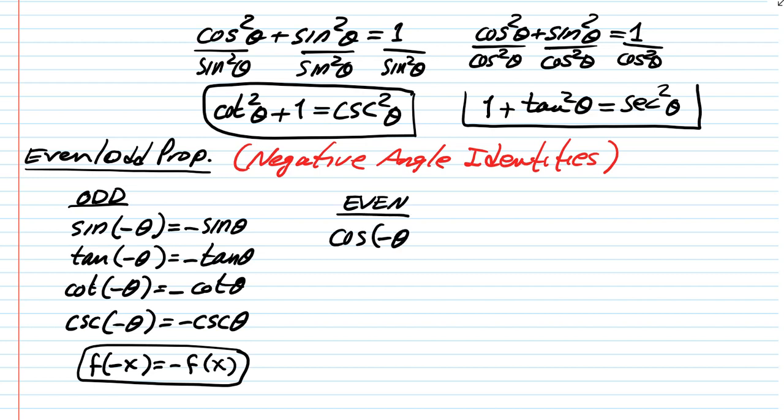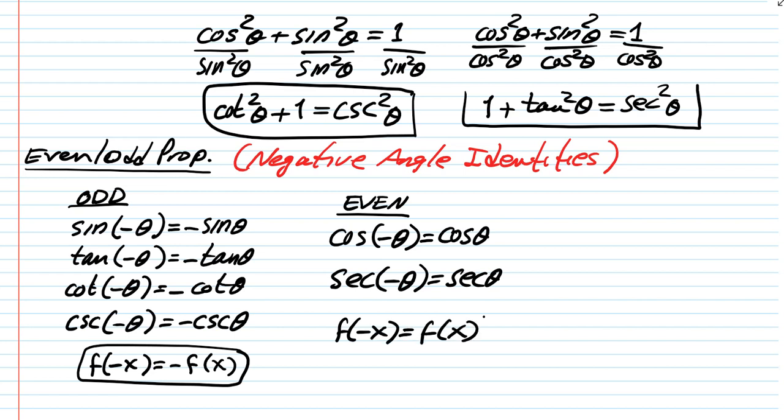Cosine of negative theta is just cosine theta, the cosine of a positive angle. Okay, and secant, which is the ratio of 1 over cosine, therefore is going to be even also. So in this case, f of negative x is equal to f of x for an even function. Again, the implication for the graph is that the graph is symmetric with respect to the y-axis.